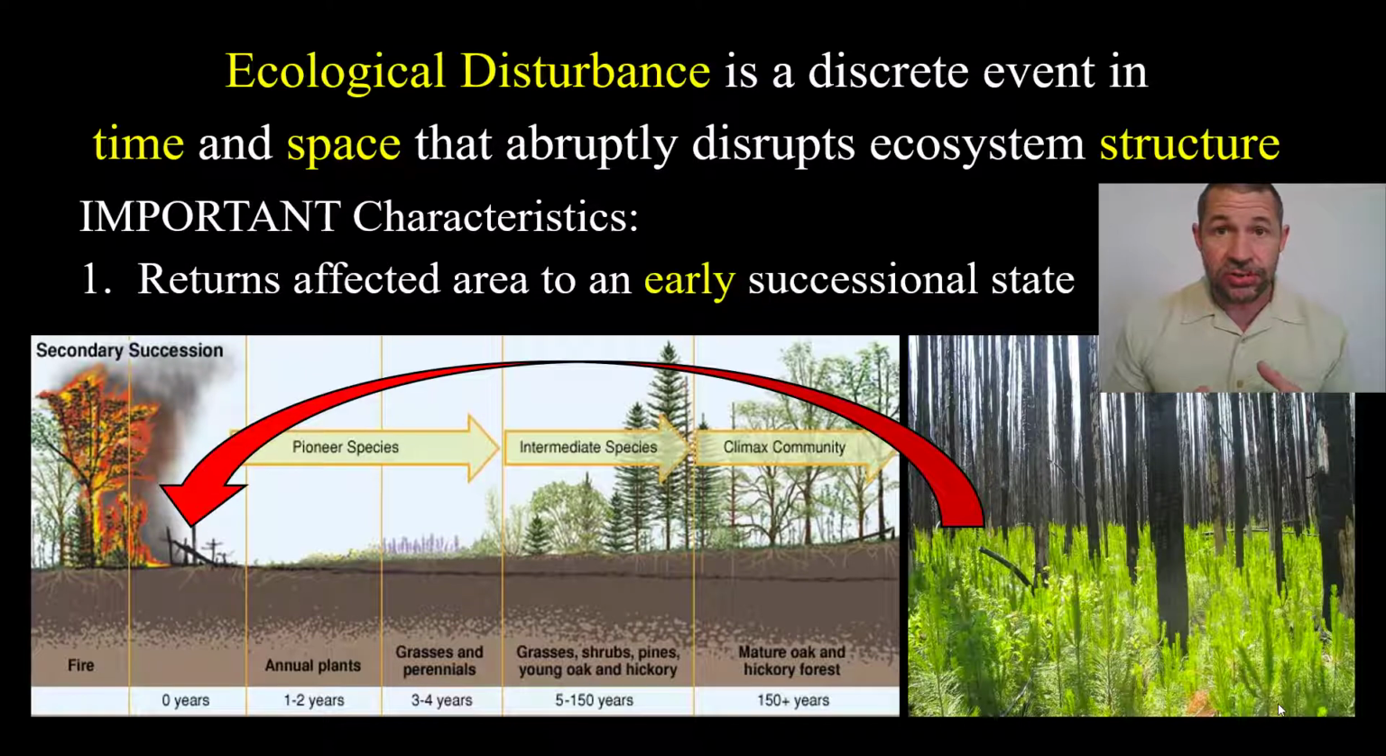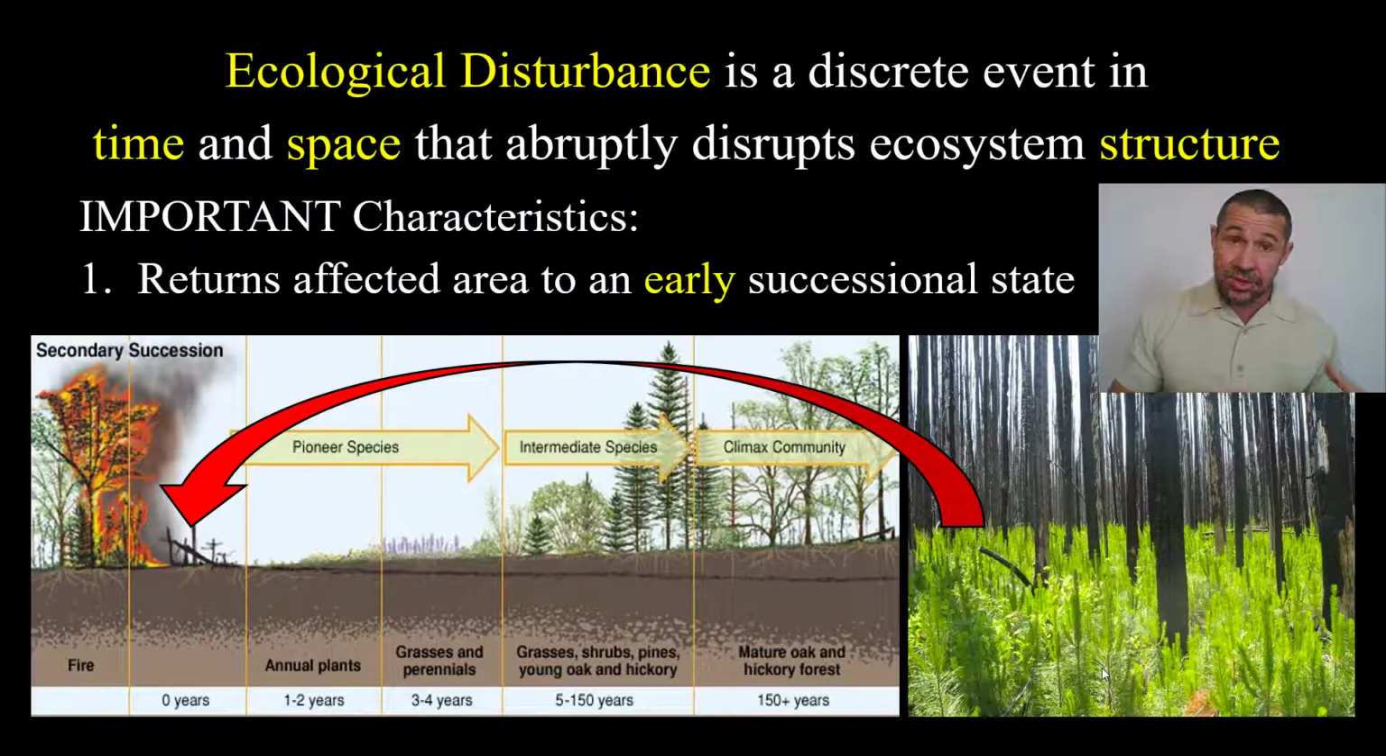An ecological disturbance is a discrete or short-lived event in both time and space that is going to abruptly disrupt and fundamentally change the structure of the ecosystem. It's going to push the community of plants and the associated animals who depend upon those plants back to an earlier successional state, a successional state that's characterized by pioneer species. These are the fast tempo species, like these grasses and forbs that you saw on the video, that have fast life tempos and are evolved to exploit these conditions.